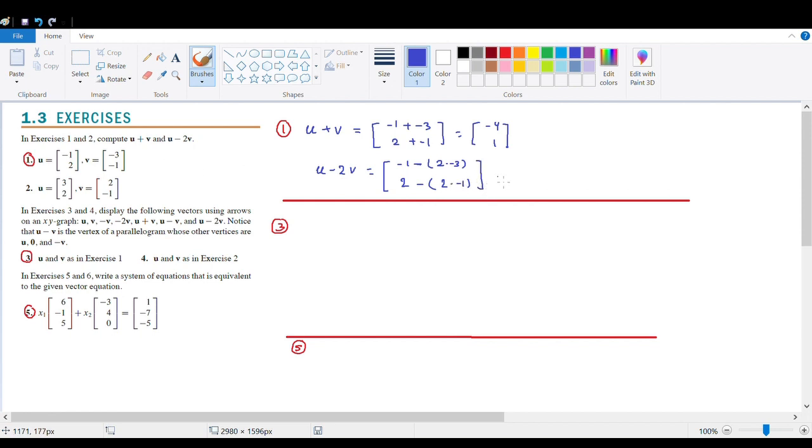So this will give us minus 1, 2 multiplied by minus 3, minus 6. Here we have minus, so minus with minus will be plus. For this one here we have 2, then 2 multiplied by minus 1 will be minus 2, and here we have minus, so this will be plus. This will give us 5 and 4.